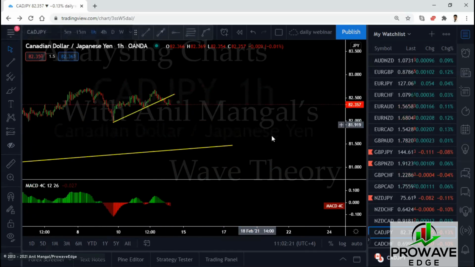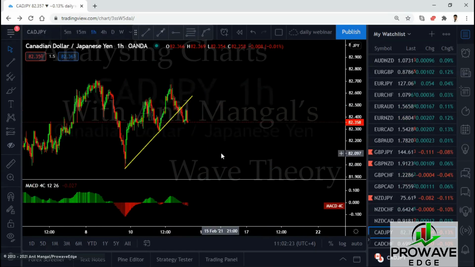Let's see if we have a setup that we can go with. Yeah, we can actually go with it. It's not a consolidation as yet. Just wait a little more for consolidation, then we'll take the trade.